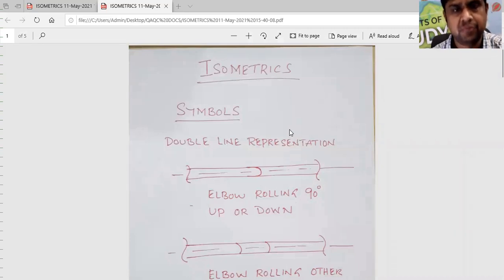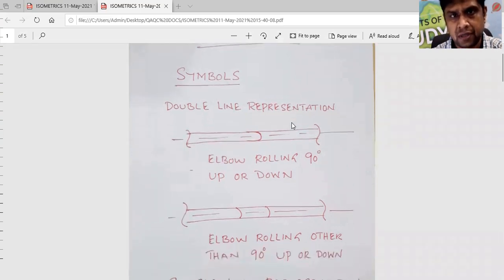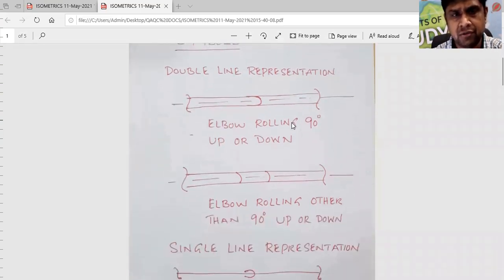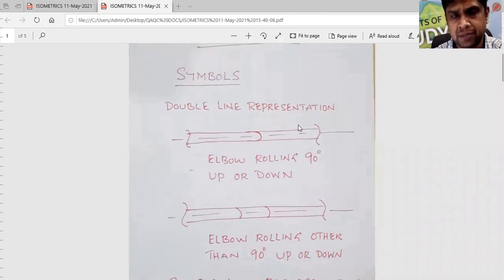Isometrics, the most important thing in isometric is that one should understand the symbols. Symbols shown over here are in double line representation. Elbows rolling 90 degree up or down are represented here. This symbol shows that the elbow is rolling up and down. Whether it's going up or down, you can understand by the difference in the elevation.